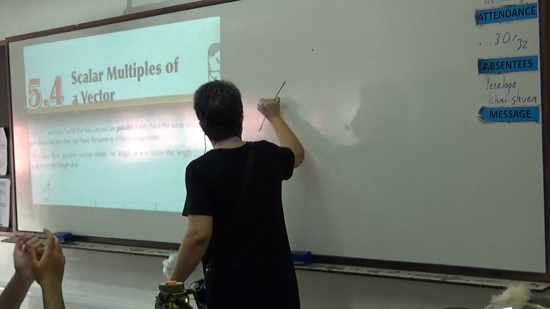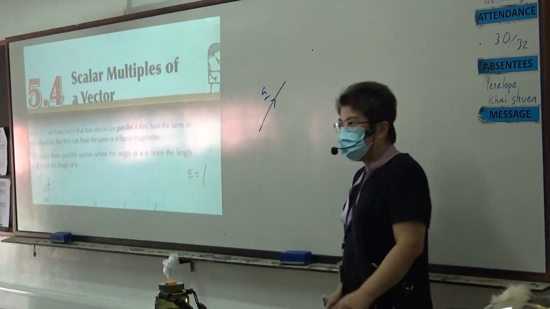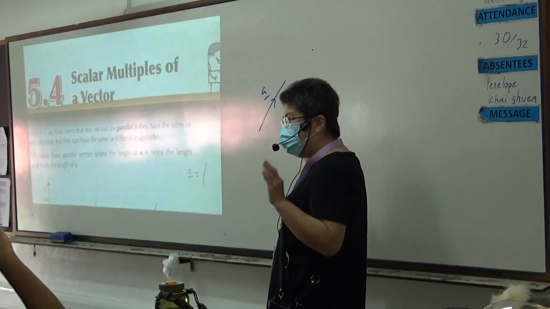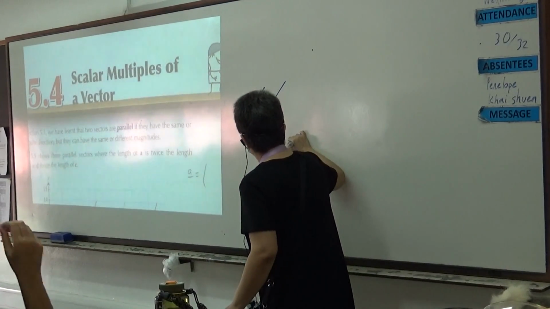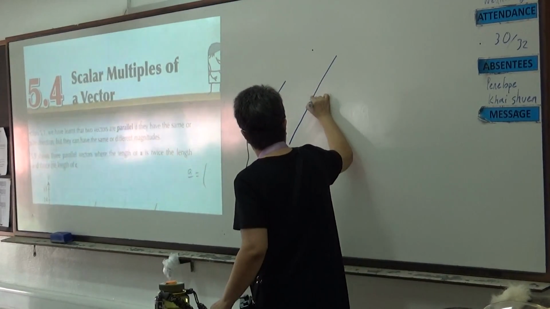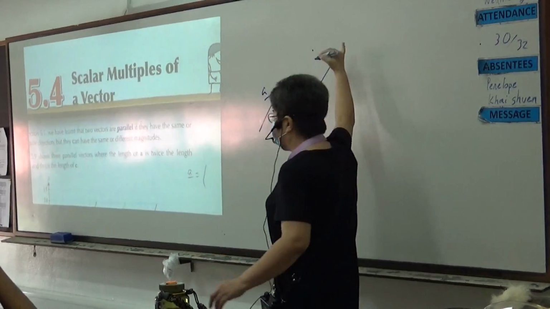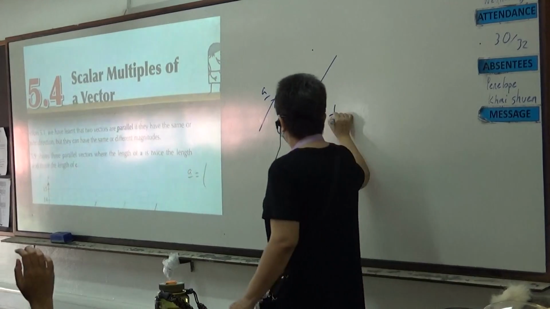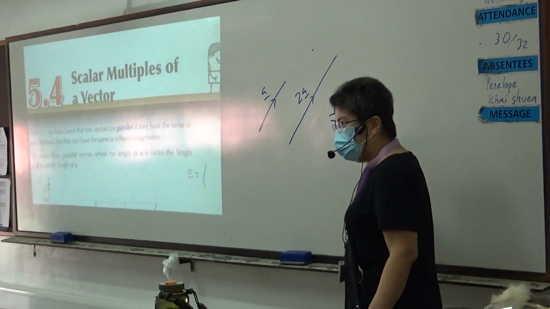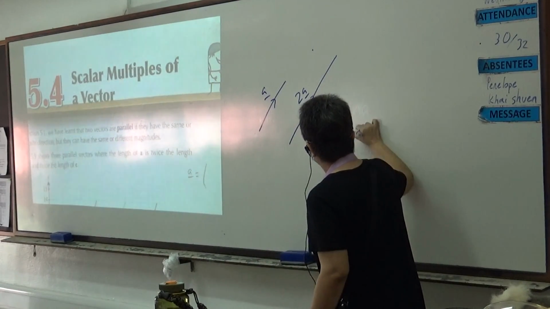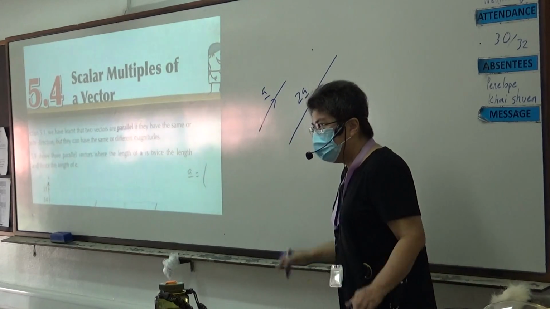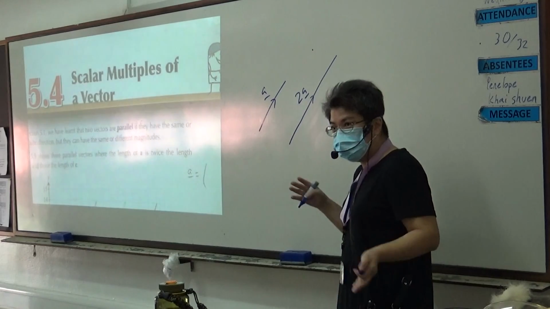if this is vector A, right? Don't talk. If I want to draw vector 2A, it must be parallel and the length must be 2 times. Do you understand? What if I want to draw vector half A? It must be parallel and the length is half of this. We are just talking about scalar multiples.